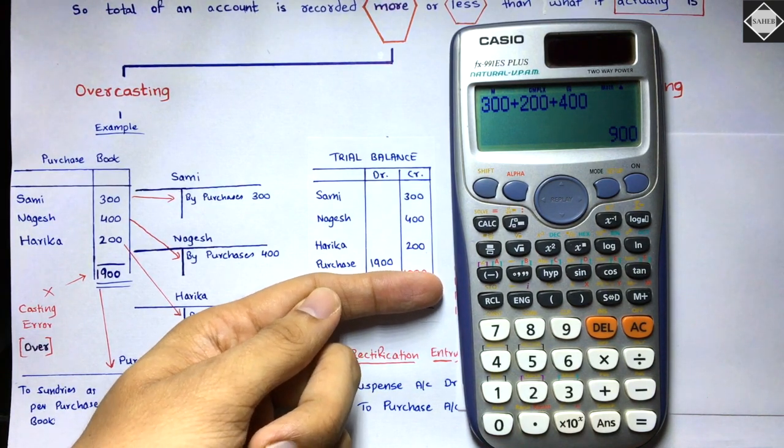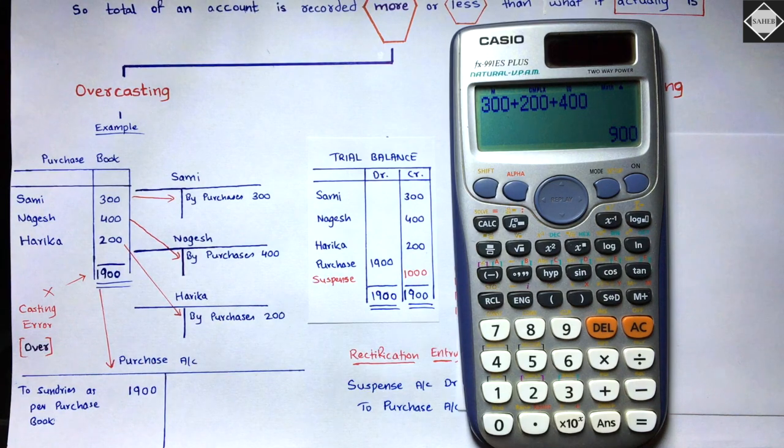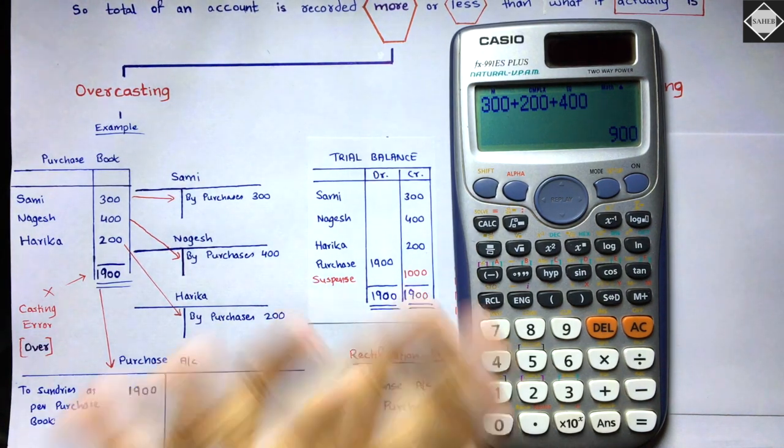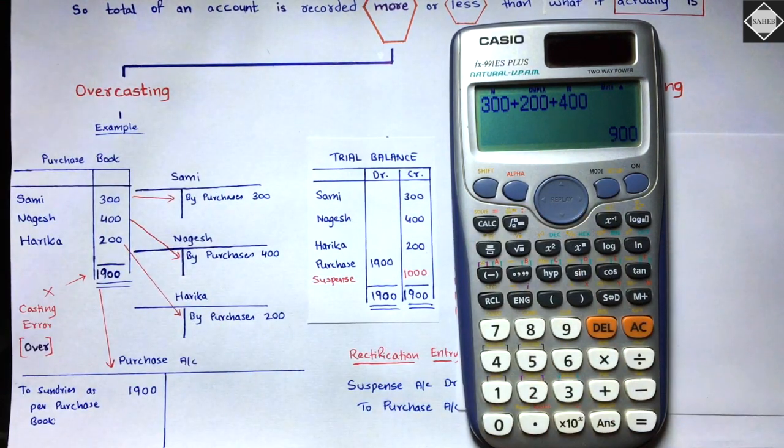So what will happen? You all know the concept of suspense account. We have seen the complete concept of suspense account in the first video itself. If you don't know what a suspense account is, please go back and watch that video. We cannot waste time over here. Suspense account is really simple. We just make use of the suspense account to make the trial balance equal, isn't it?